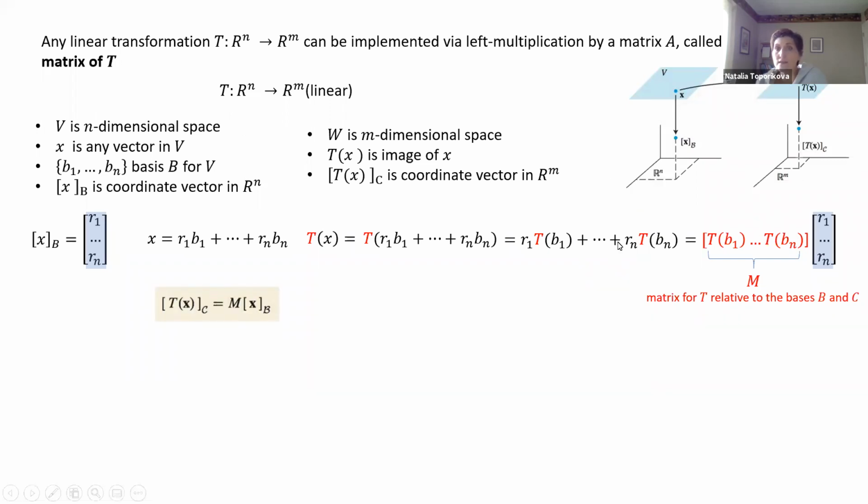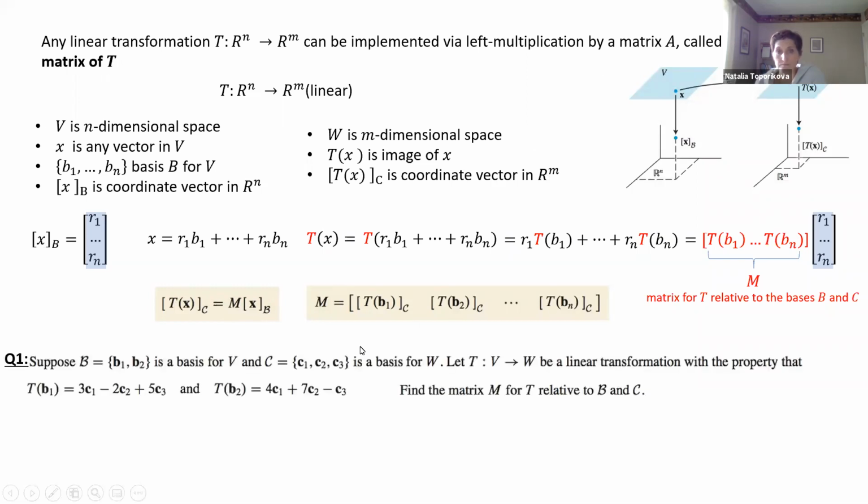So what we found here is an easy way to go from Rn to Rm directly. We can write down the image of our vector x in coordinates C as the product of the matrix of transformation times our vector x in coordinates B. And of course, our matrix M will consist of just the images of our basis vectors. This is the shortcut for us to move from Rn to Rm directly instead of going between V and W.